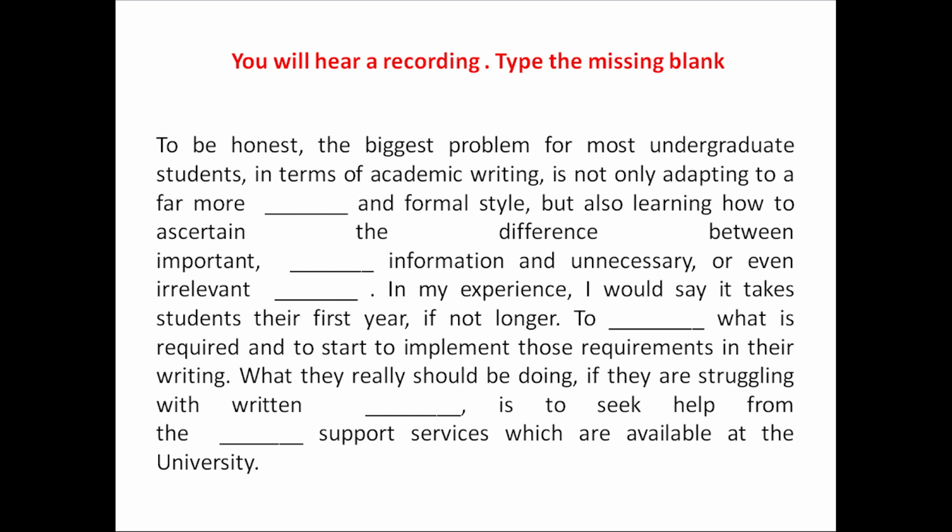To be honest, the biggest problem for most undergraduate students, in terms of academic writing, is not only adapting to a far more structured and formal style, but also learning how to ascertain the difference between important, valid information and unnecessary, or even irrelevant material. In my experience, I would say it takes students their first year, if not longer, to appreciate what is required and to start to implement those requirements in their writing. What they really should be doing, if they are struggling with written assignments, is to seek help from the excellent support services which are available at the university.